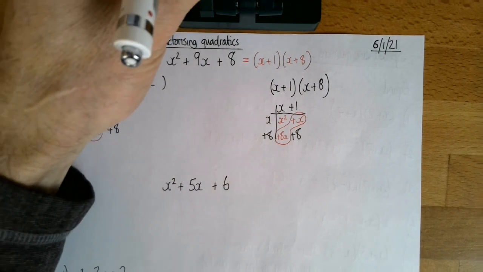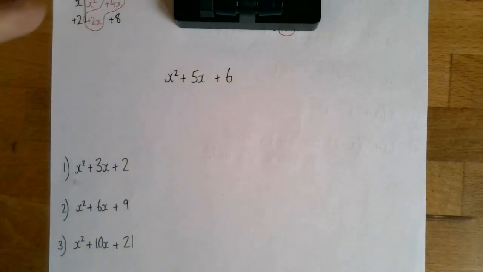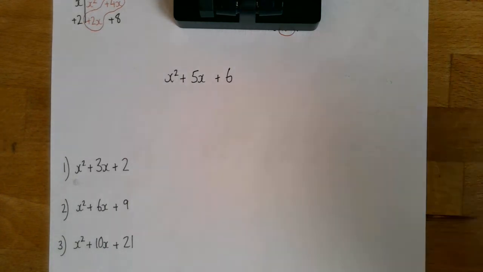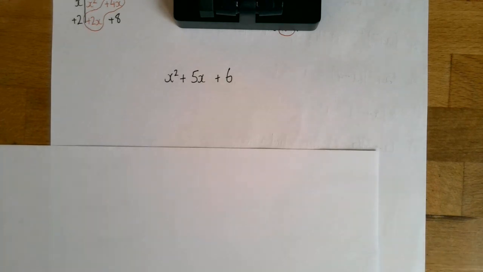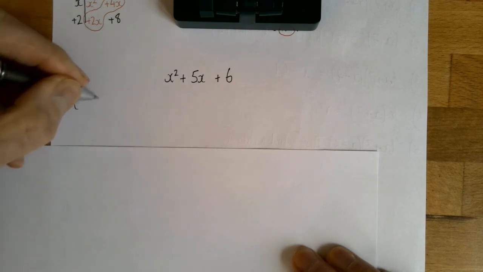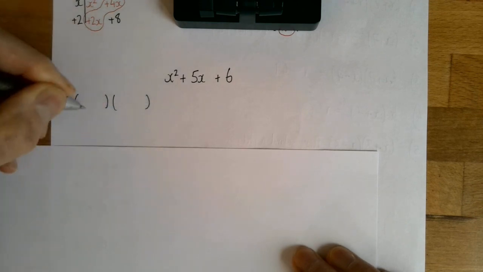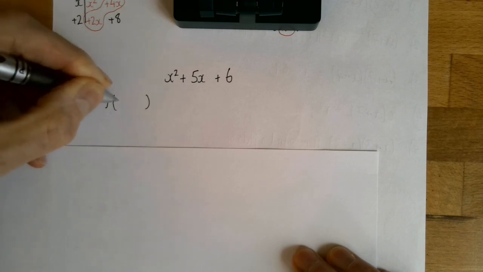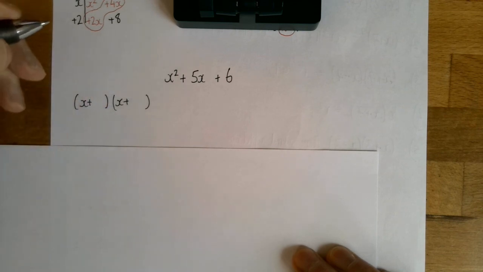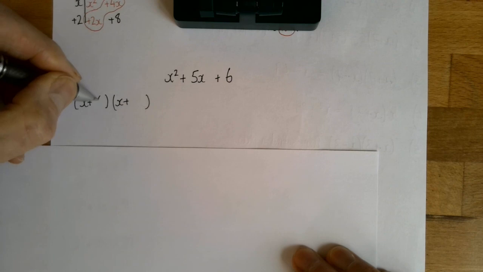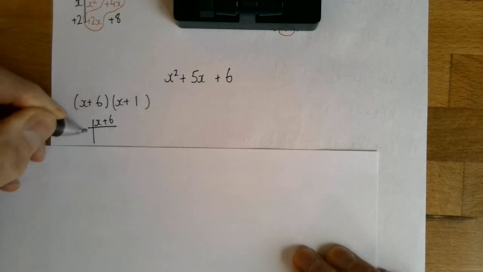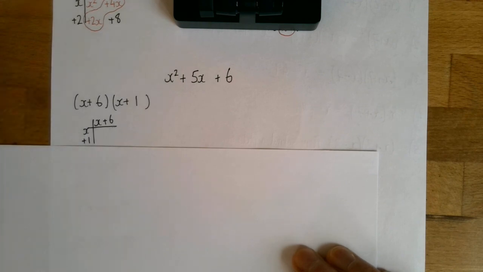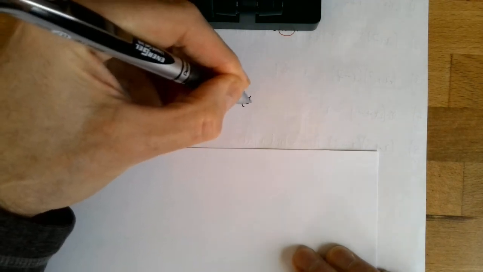Okay, second example. Let's cover up the ones we've got coming in just a minute. So my second example, x squared plus 5x plus 6. So I'm going to ask the same question. How could I get 6 by multiplying the two numbers in my bracket together? Well, I could get 6 and 1, 6 times 1. I could get 2 times 3, couldn't I?